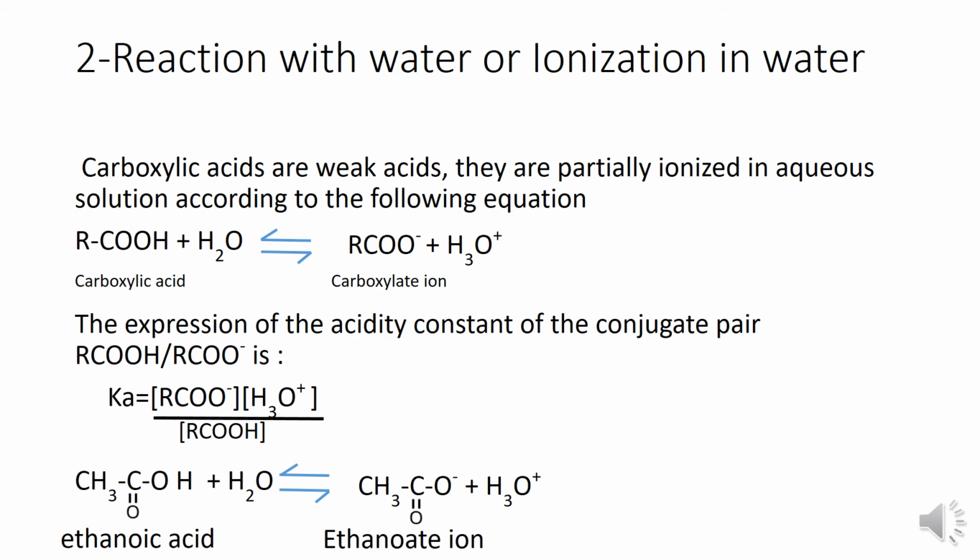Let us take an example of ethanoic acid. Ethanoic acid is a Brønsted acid. It donates the H+ to the water molecule. And what do we get in the solution? We get hydronium ion, which makes the solution acidic, with the formation of ethanoate ion, which is CH3COO-.